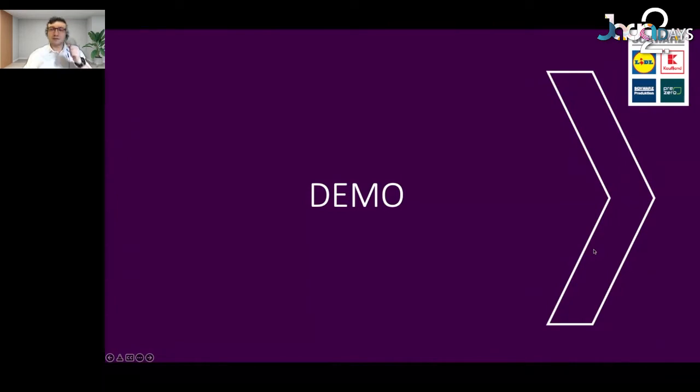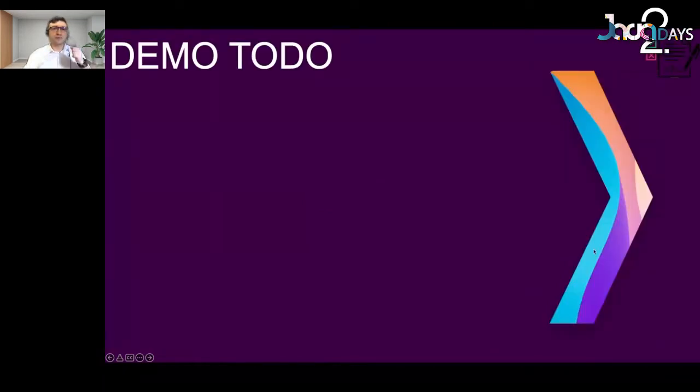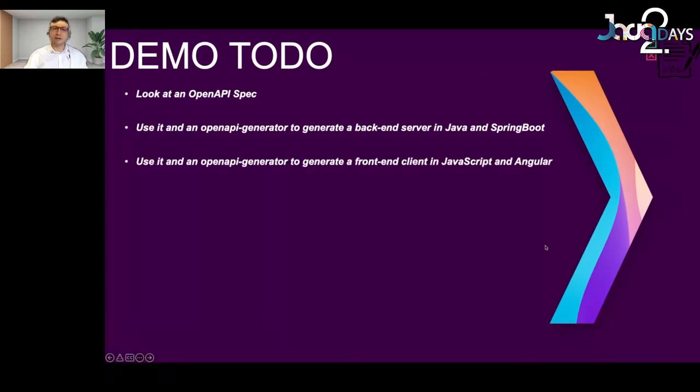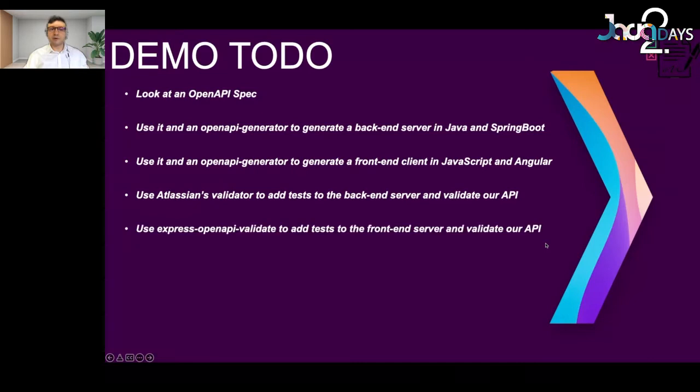Demo. So it's demo time. And first, let's go over what I'll try to show you and demonstrate in this demo. We're going to look at an existing OpenAPI spec, and we're going to use it in combination with an OpenAPI generator to generate a backend in Java and Spring Boot. We're going to use the same spec to generate our frontend in JavaScript and Angular. And then we use Atlassian's validator to validate the backend and our APIs. Then we use Express OpenAPI Validate to validate the frontend and our APIs. And we'll demonstrate how things fail if we breach the contract, if we breach the API specification.